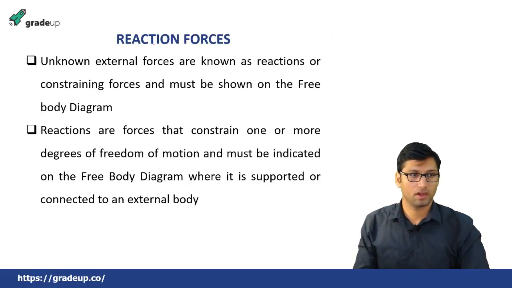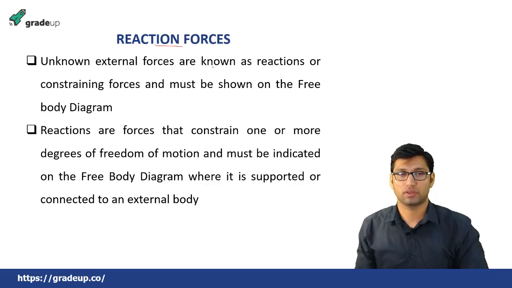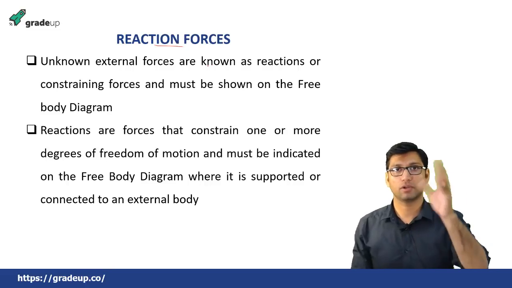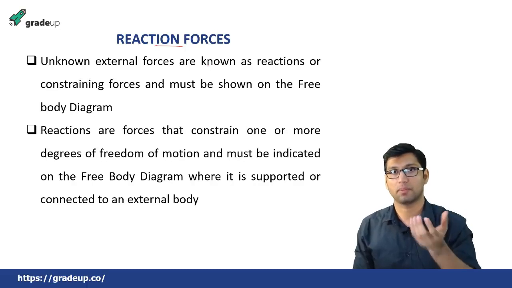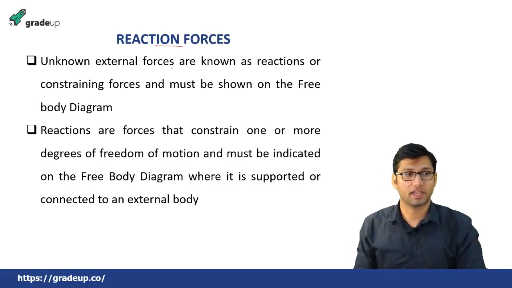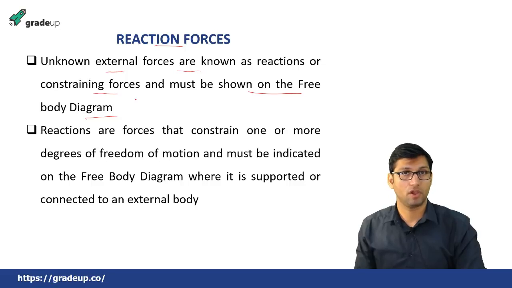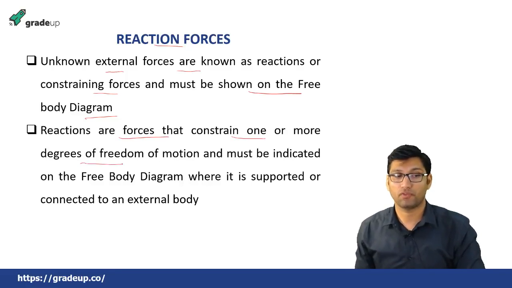Now there are different kinds of reaction force. As you know, there are different kinds of supports, and those supports offer a reaction force on the body. So what are the different kinds of reaction? Unknown external forces are known as reaction or constraining forces, and they must be shown on the free body diagram. If there is any kind of reaction acting on the body, those reactions must be shown on the free body diagram. A reaction and the forces that constrain one or more degrees of freedom of the motion must be indicated on the free body diagram.